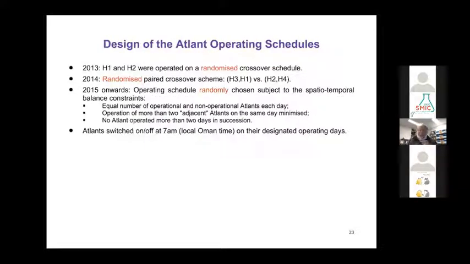The design of the atlant operating schedules varied depending on the number of atlants that were operating that year. So for example, in 2013, there was a randomized crossover schedule. Then there was a randomized paired crossover scheme used in 2014. And then from 2015 onwards, effectively a randomized schedule subject to spatiotemporal balance constraints, which ensure an equal number of operational and non-operational atlants each day, and no atlants operated more than 2 days in succession. And on any given day, the operation of more than two adjacent atlants was sort of minimized. The atlants themselves were switched on and off at 7 a.m. local Oman time.